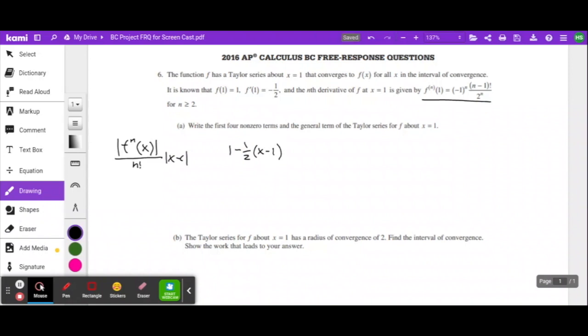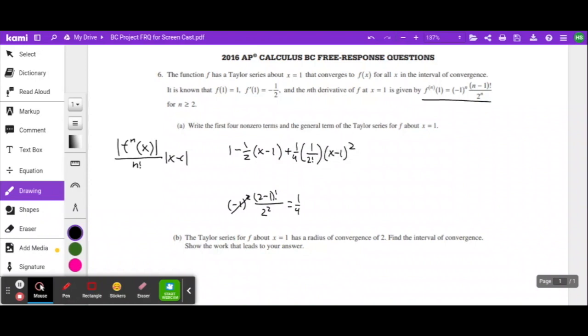Okay, now we need the next term, but we can see that f double prime of 1 is not given. So we're going to have to use that equation and plug in. So, negative 1 squared times 2 minus 1 factorial over 2 squared. Now we can see the negative cancels, and this is just 1/4. Great. Plus 1/4. Don't forget that n factorial on the bottom, and then times x minus the center squared.